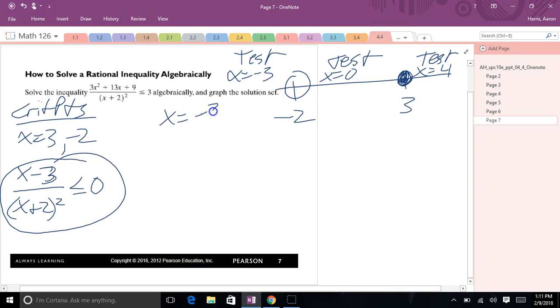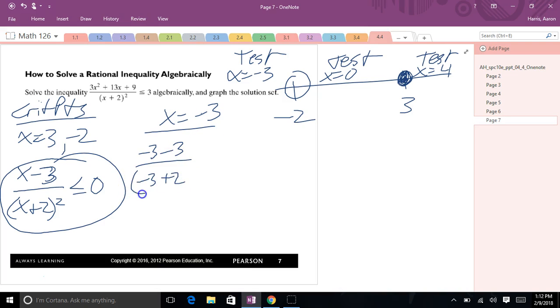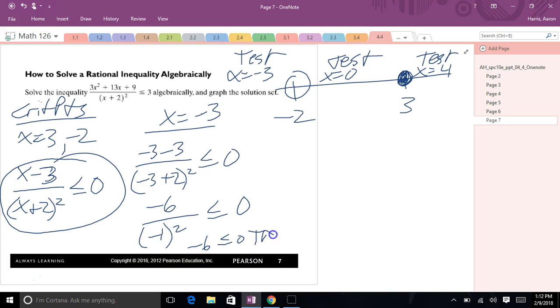So let's test the negative 3 first. I've got negative 3 minus 3 over negative 3 plus 2 squared. Is this thing less than or equal to 0? Well, negative 6 over negative 1 squared is 1. So I've got negative 6 over 1. Negative 6, is negative 6 less than or equal to 0? True. Yes, it is. So this is true. I'm going to include this as part of my solution set.